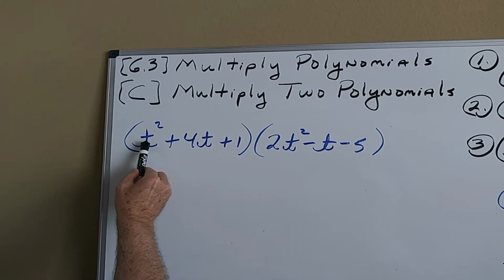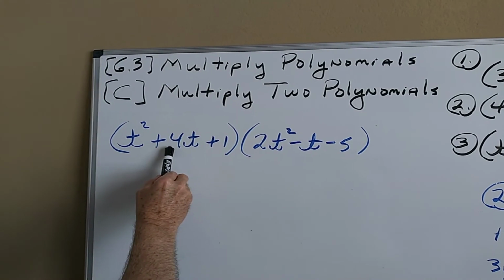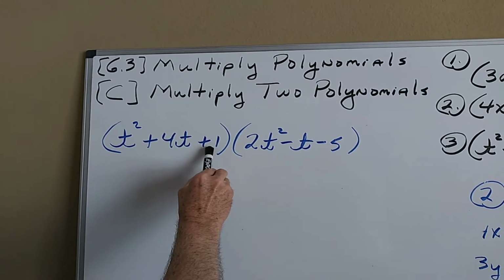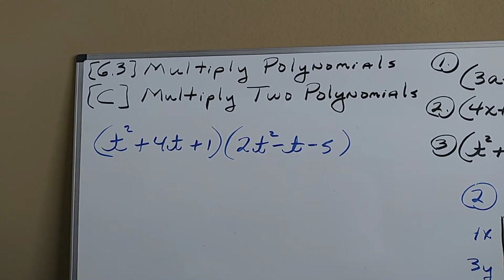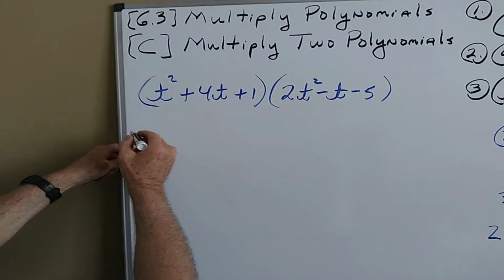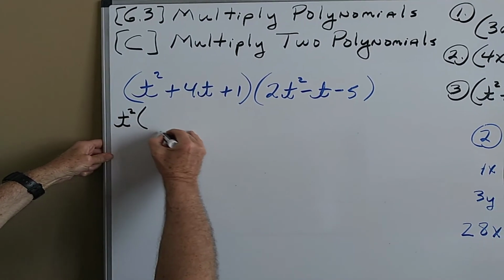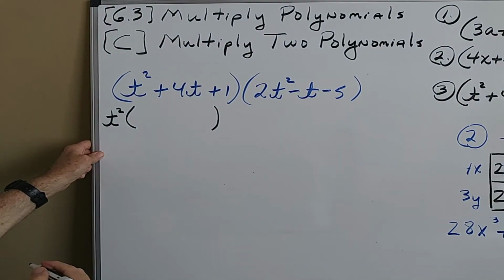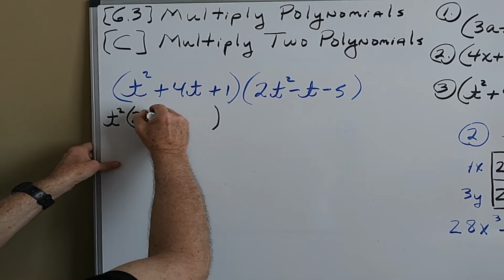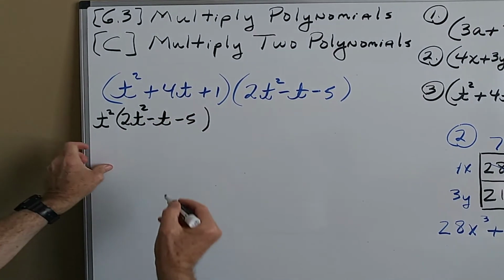The t squared will be the first distributor term over him. The positive 4t will be the second distributor term over him. The positive 1 will be the third distributor term over them. We'll set it all up first. It'll be a little lengthy. I'll compress it a bit. Bring down that t squared. Make a trinomial house. Inside that trinomial house, the second trinomial factor, 2t squared minus t minus 5.